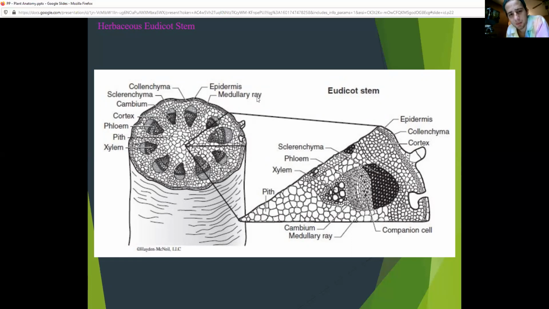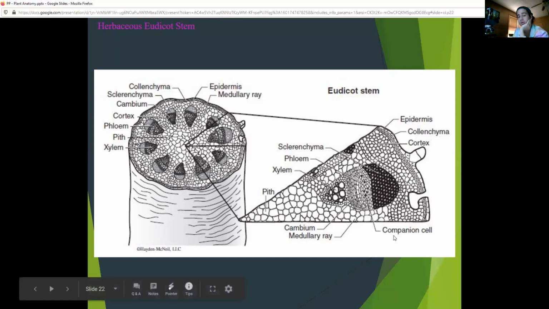We're not going to ask you about the medullary ray or the collenchyma. We might ask you about the sclerenchyma. We will ask you about the xylem and the phloem. Yeah, probably not going to ask you about the cortex or the collenchyma or the epidermis even in this slide. Definitely not going to ask you about companion cells or the medullary ray, okay? So don't worry about some of these very obscure things.